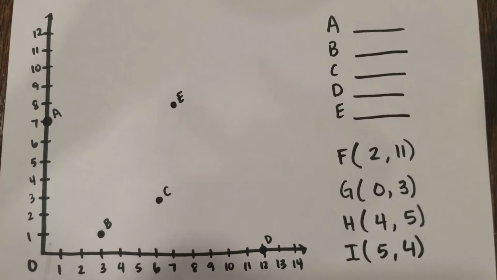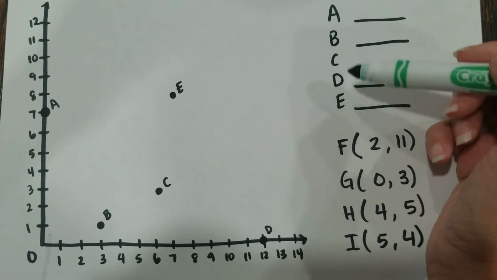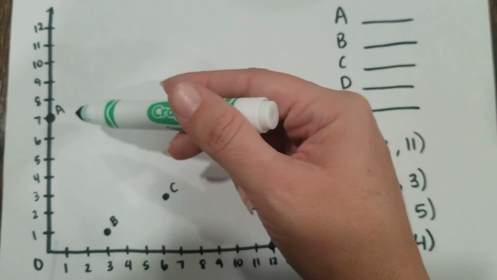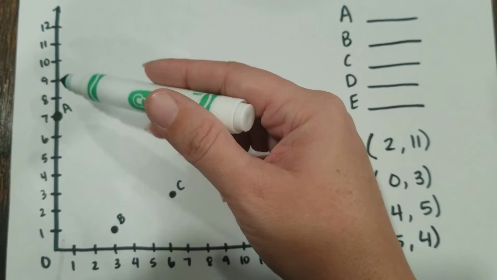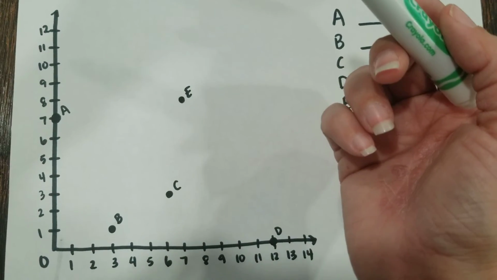Okay, so first I want to find the address, or I want to find the ordered pair for these points. My first one is point A. So first I've got to find A. A is over here. Okay, A is on the axis, so that means one of my numbers is going to be 0, right?